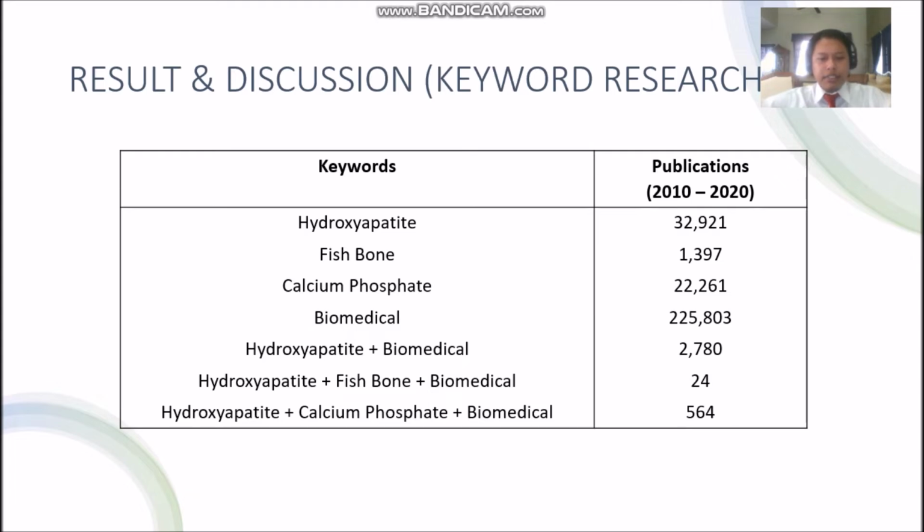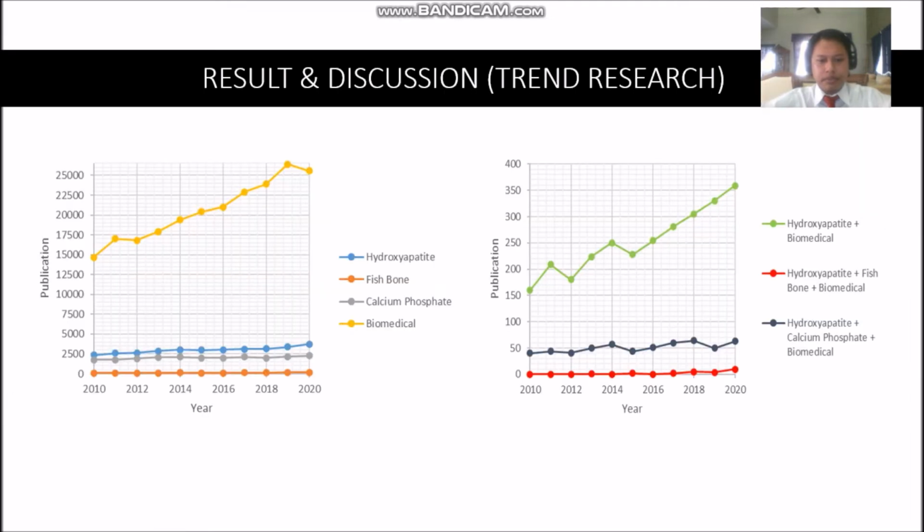As you can see, keyword research is performed and the result is tabulated in this slide. Keyword analysis revealed that the term biomedical had the greatest cumulative publication of all the chosen keywords. The number of articles containing the term biomedical rose by 74% during a 10-year period. Other than that, a total of 24 publications related to this study under the keyword combination of hydroxyapatite plus fishbone plus biomedical have been identified through Scopus database.